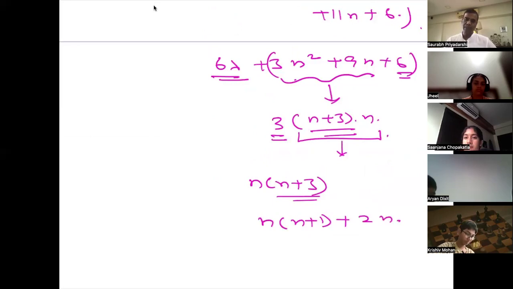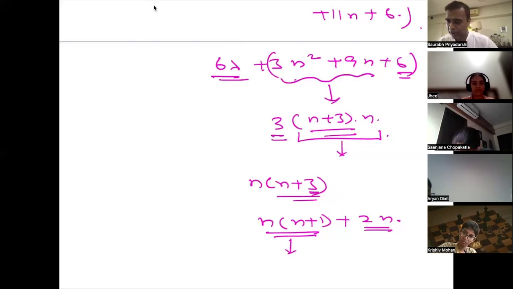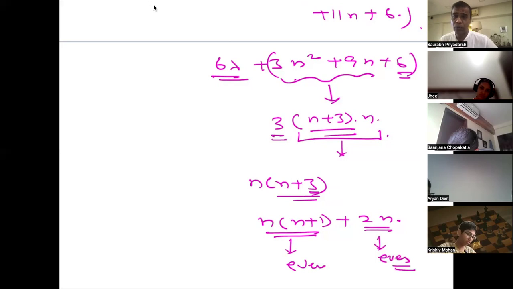I can factorize this 3 as 2 plus 1. This 2 is multiplying with n plus 1. This is the multiplication of two consecutive numbers. What is the meaning of that? Multiplication of two consecutive numbers is always even, and this contains the number 2. So this is again even. So I can say this number is even and this is divisible by 3. So overall the number will be divisible by 6.